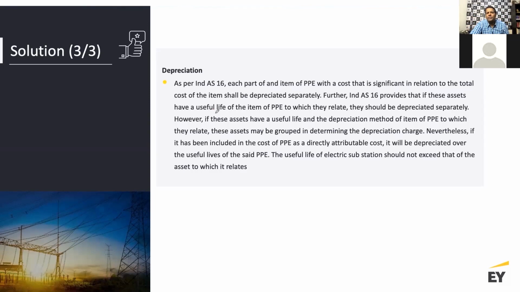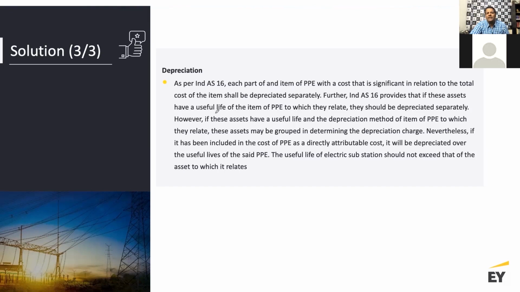Each item of property, plant and equipment with a cost that is significant in relation to total cost shall be depreciated separately. It provides that if these assets have a different life from the item to which they relate, they should be depreciated separately. However, if these assets have the same life and depreciation method as the item of PPE to which they relate, these assets may be grouped in determining the depreciation charge. Nevertheless, if it has been included in the cost of the PPE as a directly attributable cost, it will be depreciated over the useful life of the said PPE.